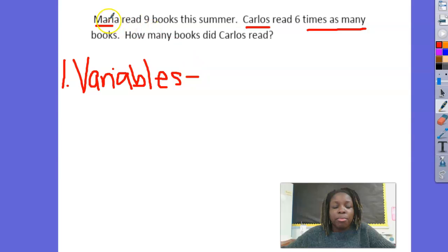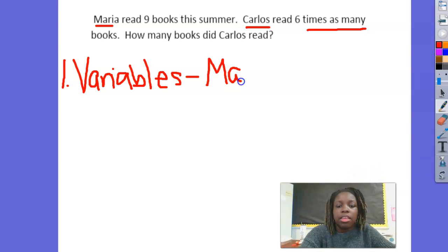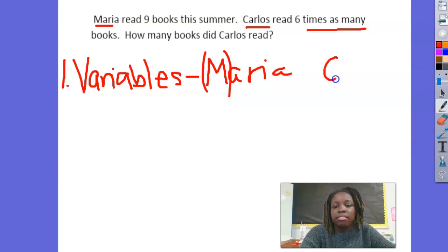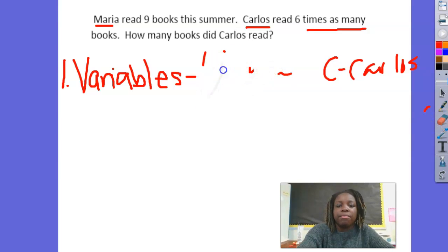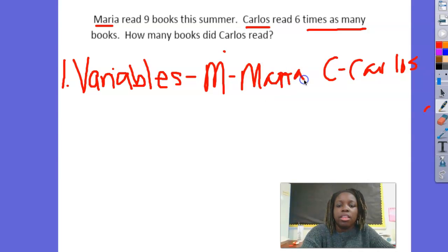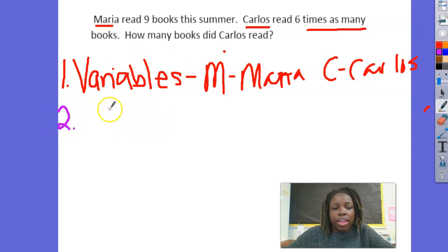So that means, what are my variables for Maria and Carlos? Great, M and C. So M is for Maria, and then C is for Carlos. Let me change that right here. So M, Maria, C for Carlos. All right, so we have our variables written down. What is our second step? Great, our second step is to write 2 equations.